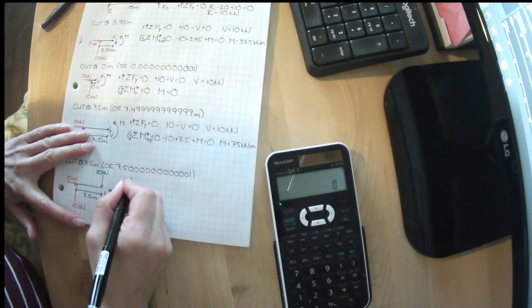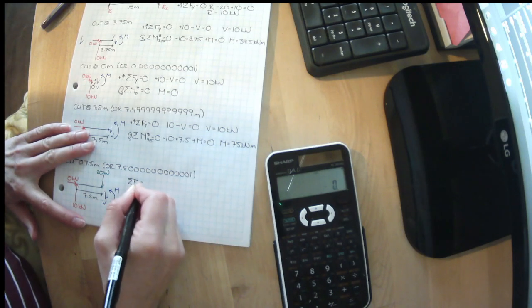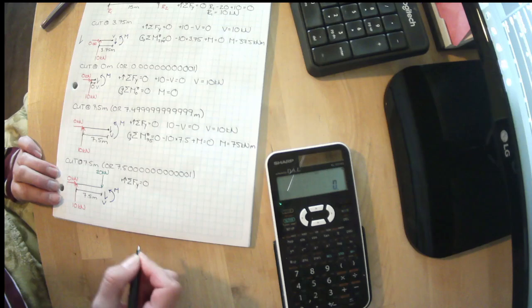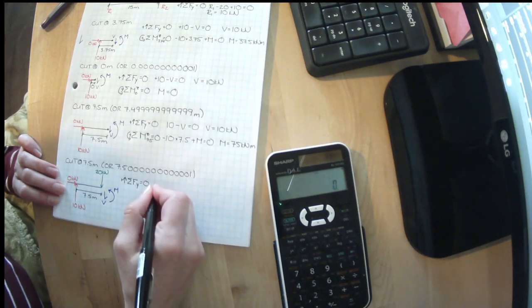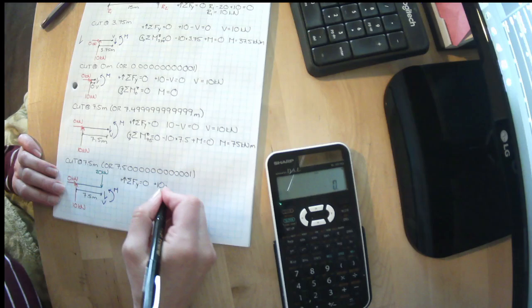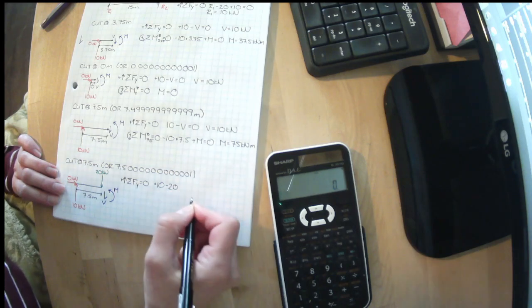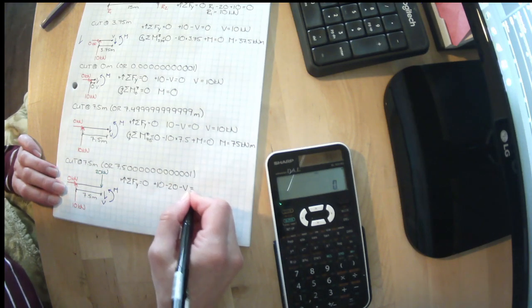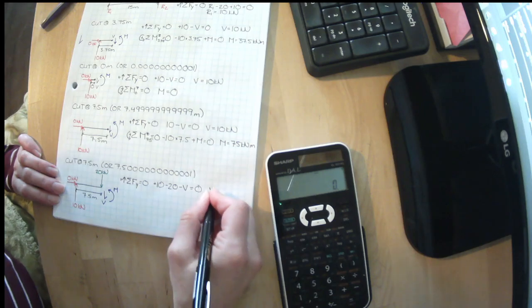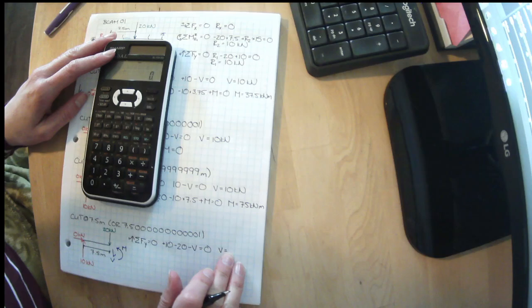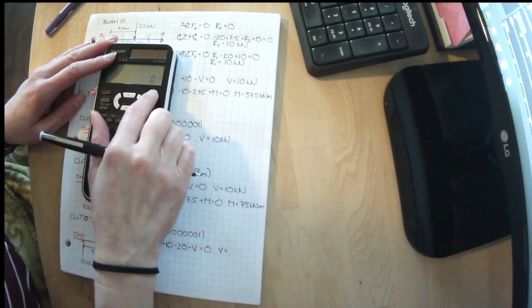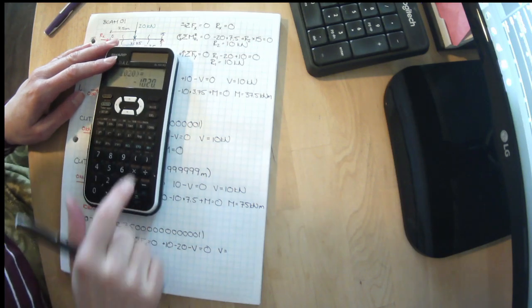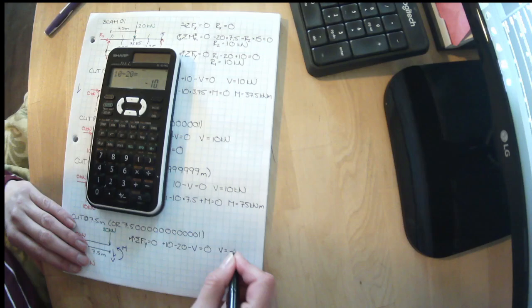Well, let's sum our forces in the y direction, where everything upwards is positive. I've got 10 kilonewtons going up. I've got 20 kilonewtons going down, so it's negative. And I've got my shear going down, which is negative. Let's rearrange this and solve for V. I'll bring my 20 kilonewtons, I'll bring my V over here and make it positive. So I've got 10 minus 20. I get minus 10 kilonewtons.